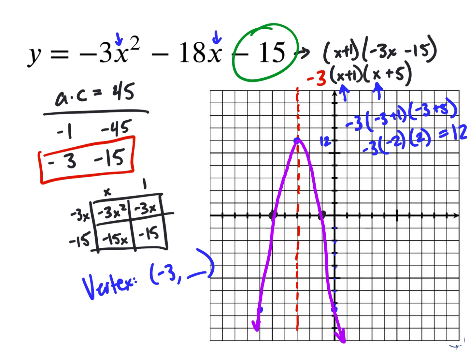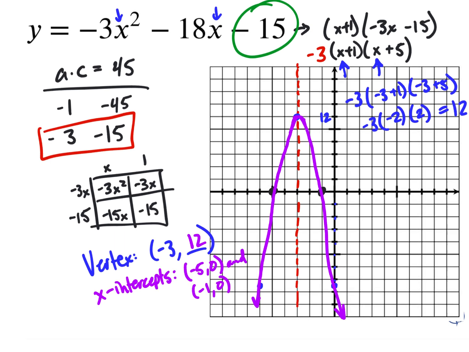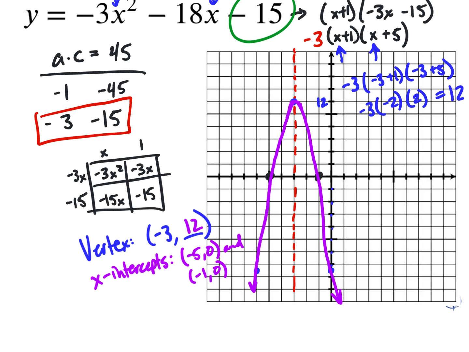This graph is certainly not perfect. It should be a little more curved at the top here, but I'm living with it. Nothing is perfect, so it's all good. All right, that is more than enough information for you to go off of. I should write 12 here. We found x-intercepts at negative 5, 0, and negative 1, 0. We found the vertex, we found the line of symmetry, we found the y-intercept, 0, negative 15.